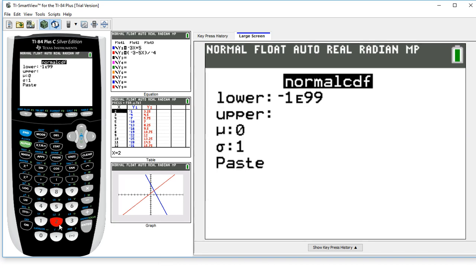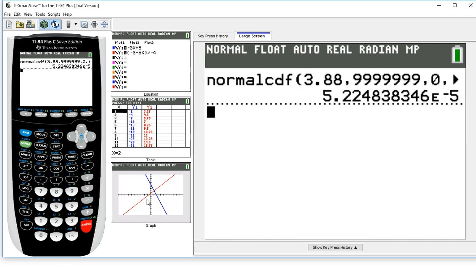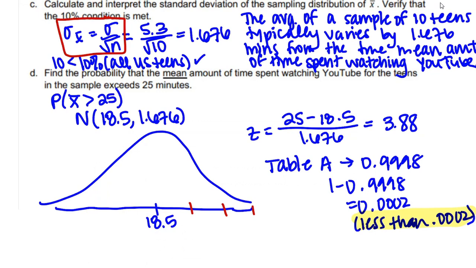Second bar is 2. That lower is like a negative infinity. So what you can put for your lower is 3.88, the z-score. And then your upper, since I would be shading to the right because of the greater than sign, I'll just put a bunch of 9s. Just like hit 9 a bunch of times. It's like infinity. There's no infinity button on the calculator. And if we're using z-scores, the mean for a z-score is 0, the standard deviation is 1, and you can hit paste. And then you get an answer in scientific notation. And so 5.22 times 10 to the negative 5 is how we would write that.